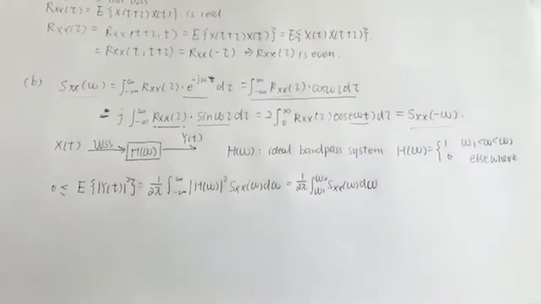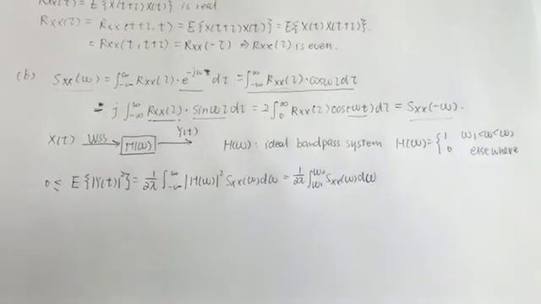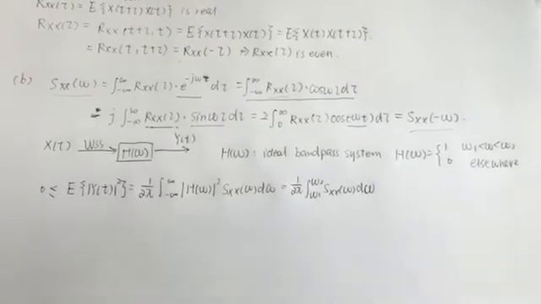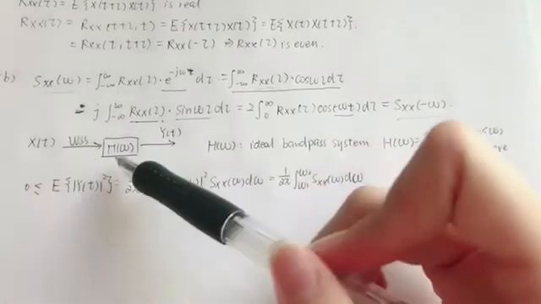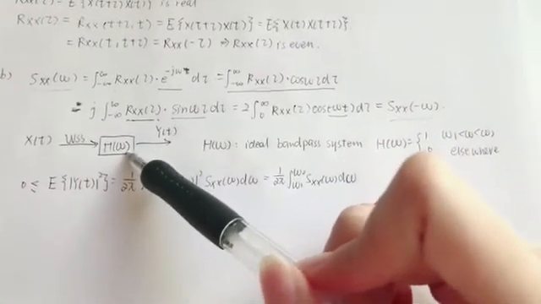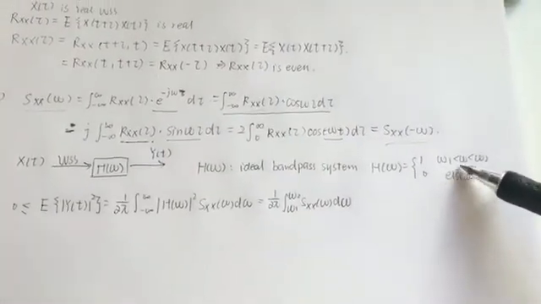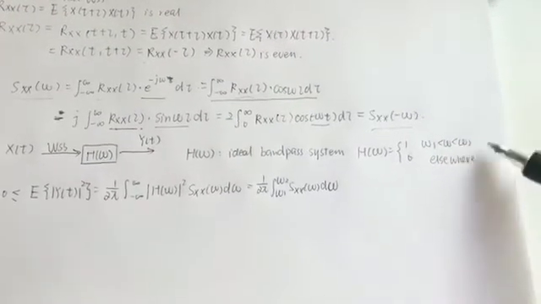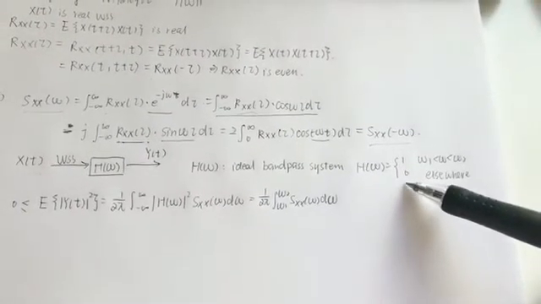To prove that Sxx of omega is non-negative, we can discuss from this system, where x of t passes through an ideal bandpass system, with h of omega equal to 1 when omega 1 is less than omega less than omega 2, and elsewhere the system equals 0.